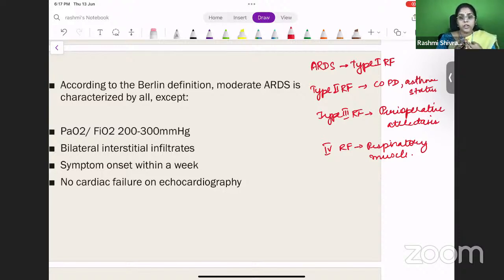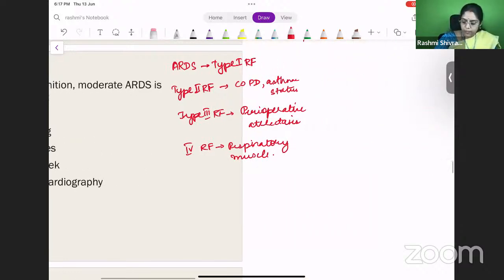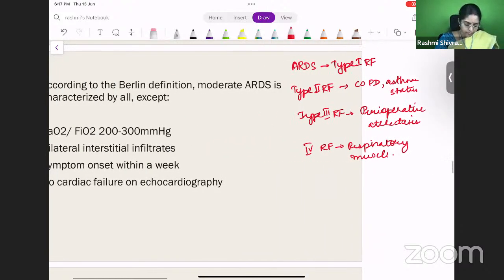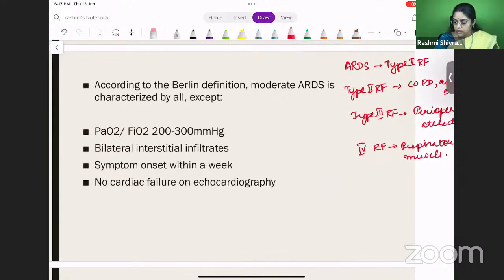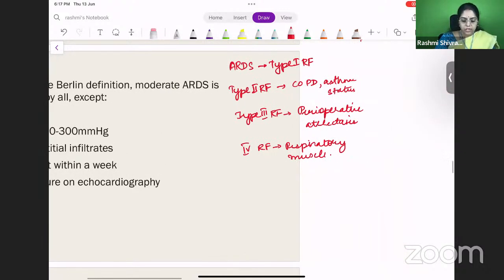The third criterion is that there should be no other reason explaining the respiratory distress. For example, the patient should not be in volume overload or have an exacerbation of COPD. In those conditions, you can consider the patient to be having ARDS. But the characterization of mild, moderate, and severe is based on the PaO2 by FiO2 values. Let me write it down for you. Option B. Dr. Strength Bulkar says option B. We'll see the answer.